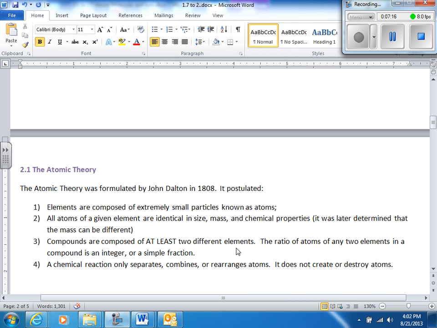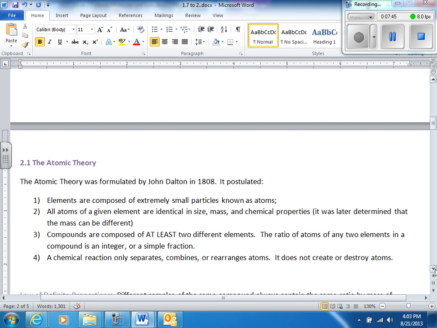Compounds have at least 2 different elements. We learned that actually earlier in Chapter 1, but this was part of the atomic theory. And the ratio of atoms of any 2 elements in a compound is a whole integer or a simple fraction, like 3 to 5, 1 to 2. Well, 1 to 2 is a whole integer. A simple fraction would be like 2 to 3, or 3 to 8, or 3 to 5. And a chemical reaction separates, combines, or rearranges atoms, doesn't create or destroy atoms. That's the theory.